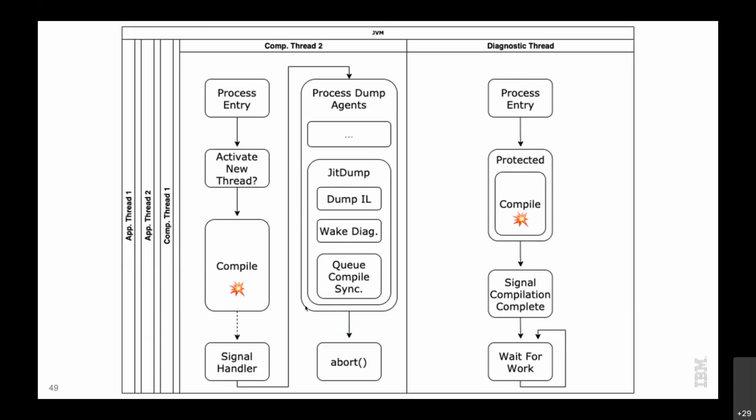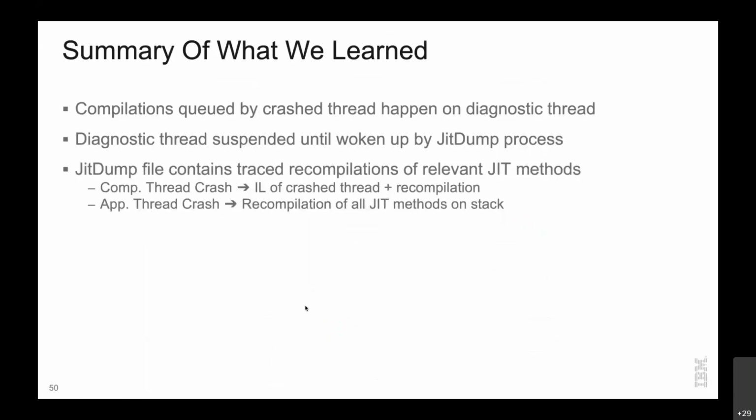So quite a lot of information. A little summary of what we learned. Compilations which are queued by the crash thread happen on a separate thread called the diagnostic thread. This diagnostic thread is always suspended until it's woken up by the JitDump process. And the JitDump process will suspend the diagnostic thread when it is finished generating the JitDump.